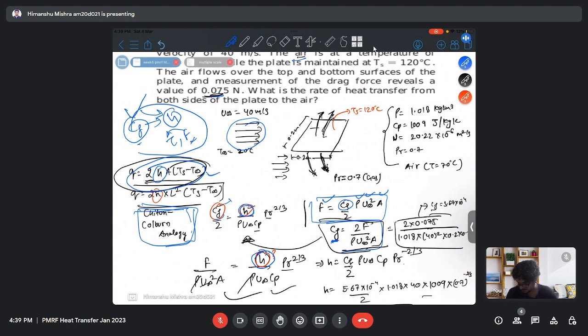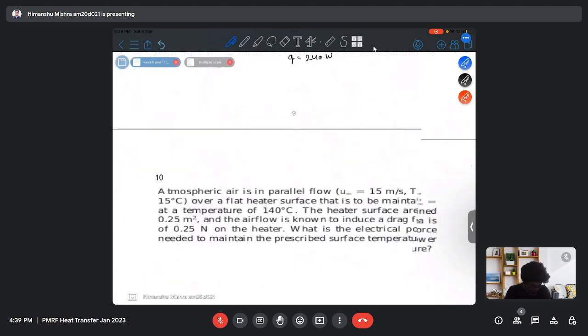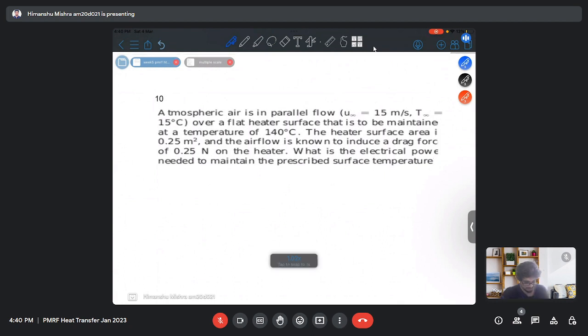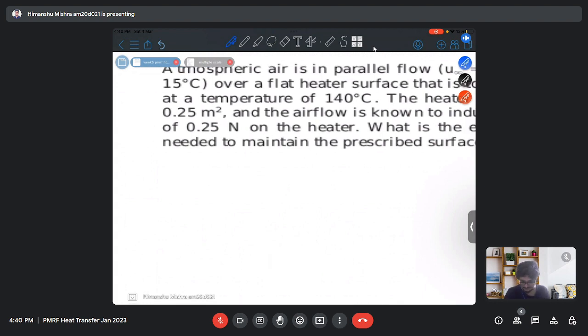So let's solve a similar problem again. Here we have atmospheric air in a parallel flow over a flat heater surface that is to be maintained at a temperature of 140 degrees Celsius. We are given free stream variables like velocity and temperature. The heater surface area is 0.25 square meters, and the airflow is known to induce a drag force of 0.25 Newton on the heater. What is the electrical power? So this is the same question, and we will be using the same procedure here.